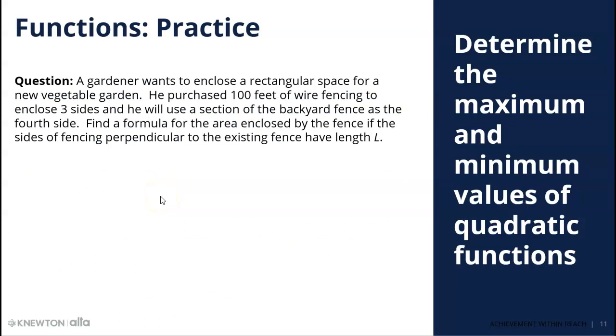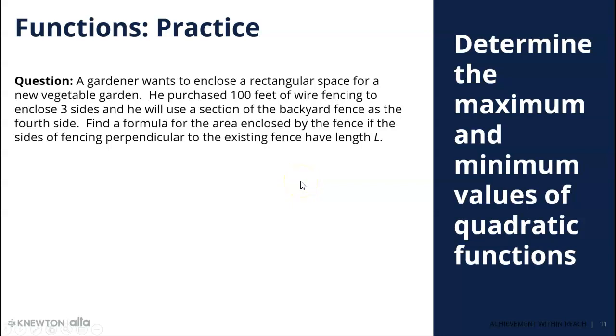For instance, let us consider this problem here. A gardener wants to enclose a rectangular space for a new vegetable garden. He purchased 100 feet of wire fencing to enclose 3 sides, and he will use a section of a backyard fence as the 4th side. Find a formula for the area enclosed by the fence if the sides of fencing perpendicular to the existing fence have a length of L.